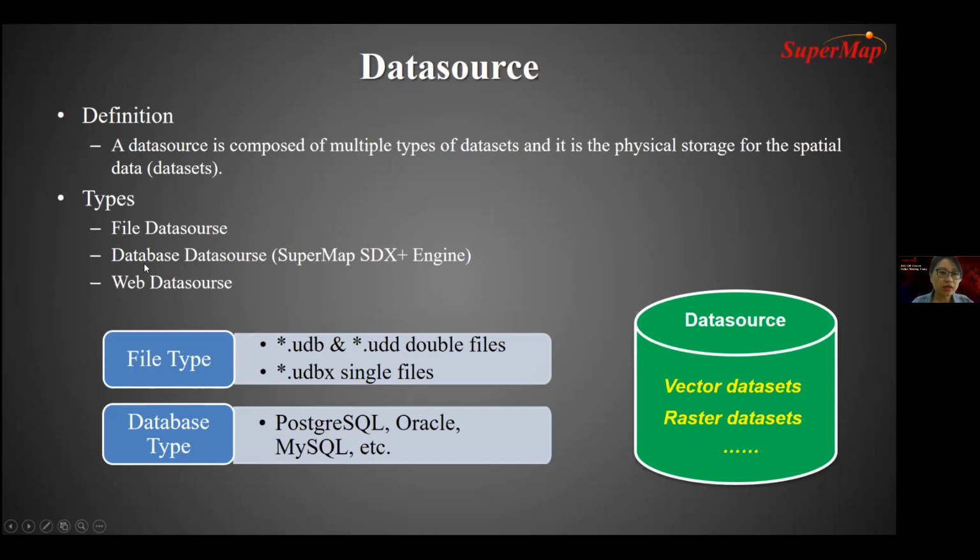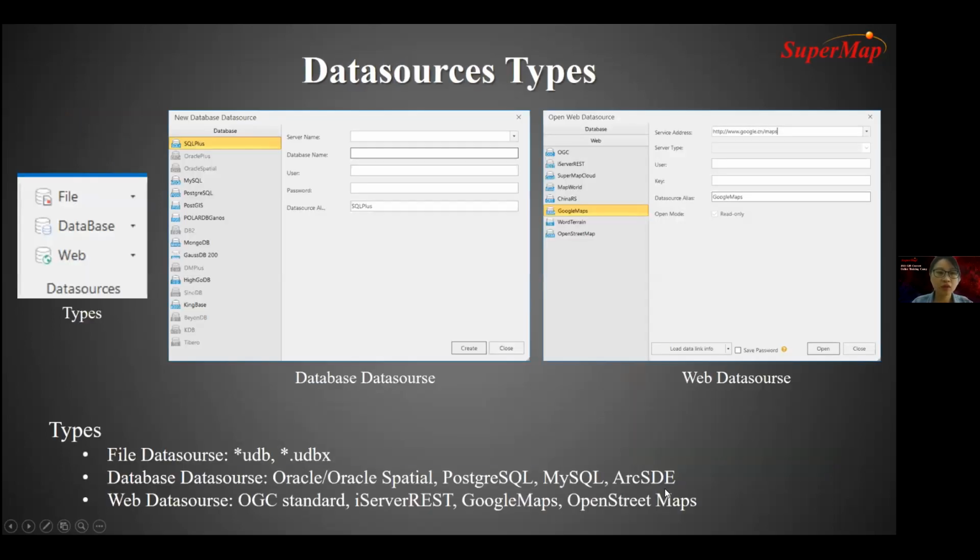And the second type is the database data source, just like PostgreSQL, Oracle, MySQL, and also SuperMap supports the web data source. Here lists the three types of the data sources: the file data sources, database data sources, and web data sources.